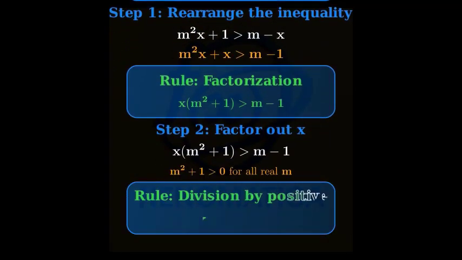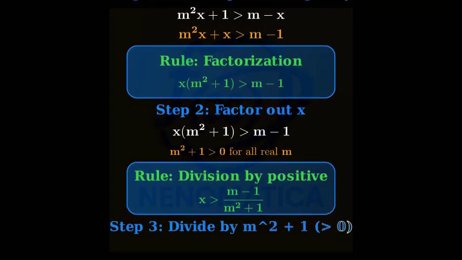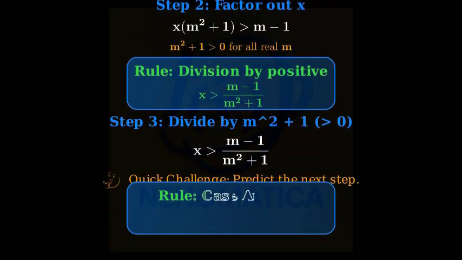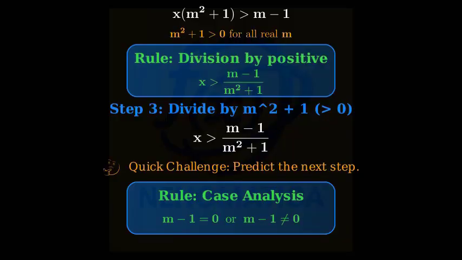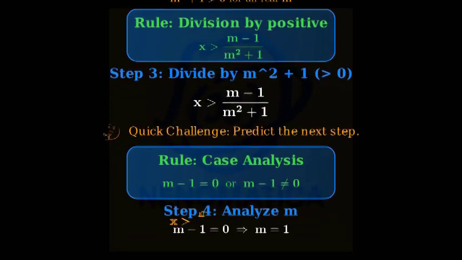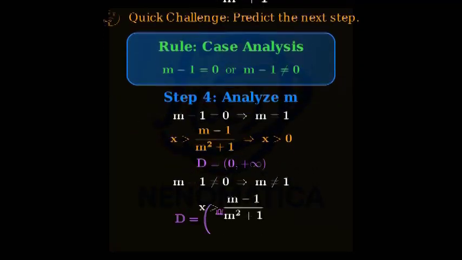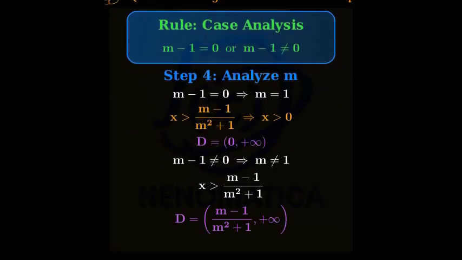Step 3. Divide both sides by m squared plus 1. Since m squared plus 1 is strictly positive, the inequality direction does not change. Step 4. Analyze cases for m. Consider the case m minus 1 equals 0 and the case m minus 1 not equal to 0. Final result. The solution set is the interval from the fraction m minus 1 over m squared plus 1 to infinity, open at the left.